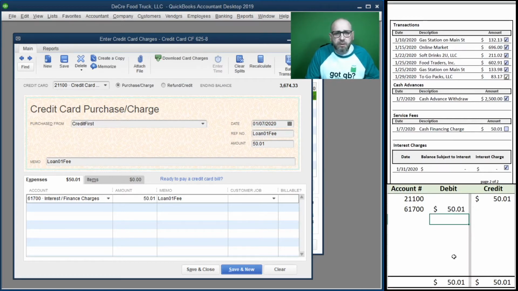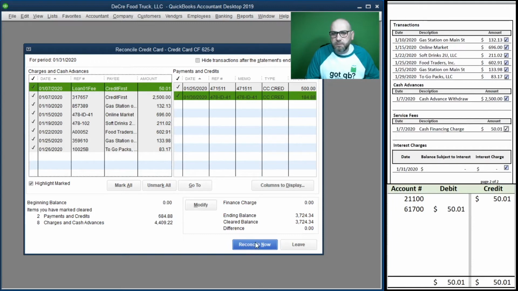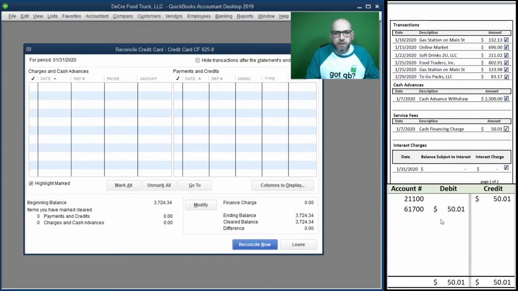So right here, again, pay attention. This is debit. This is being credited, right? So liability goes up, expenses go up. So we're good here. Let's save and close. All right. And what do we see? We see it showing up right here. All right. So we're going to go ahead and click it here. We're going to go ahead and click it here. And we're going to click Reconcile Now.